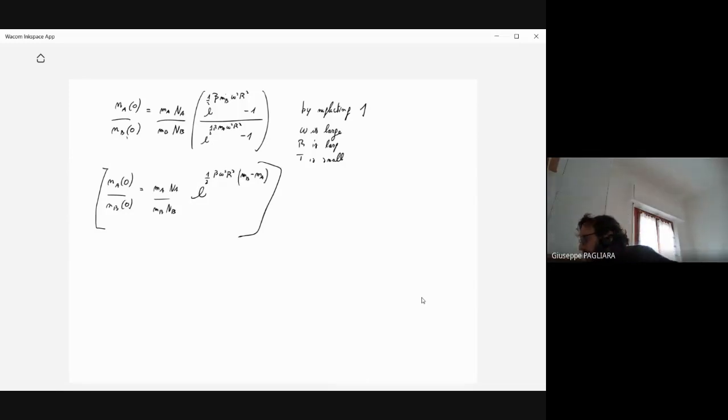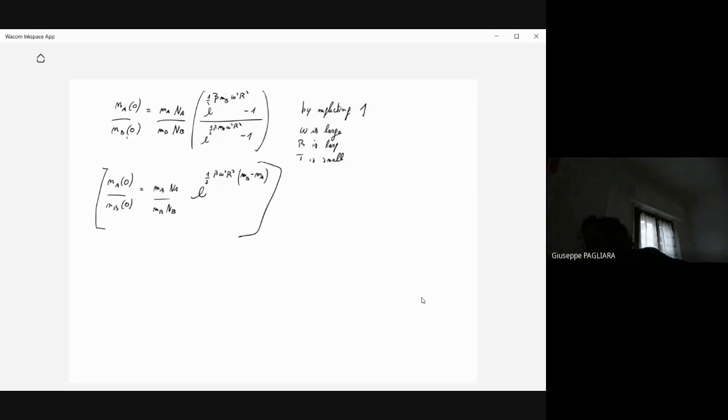Now this formula and this technique is used to separate elements, because you see that massive particles will tend to move close to R, whereas light particles will be closer, if you want, to the rotational axis.